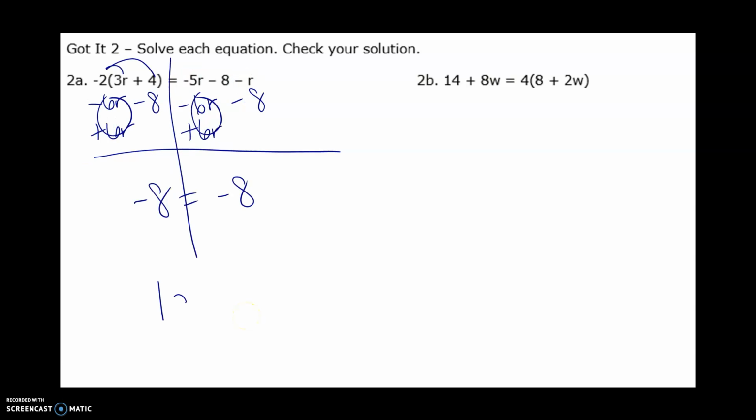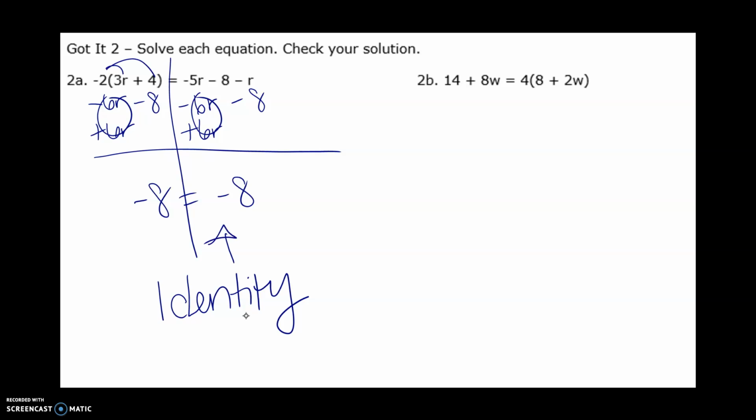So we call this an identity because any number that we put in for r will work. Because negative 8 equals negative 8, since this is a true statement, we call this an identity.